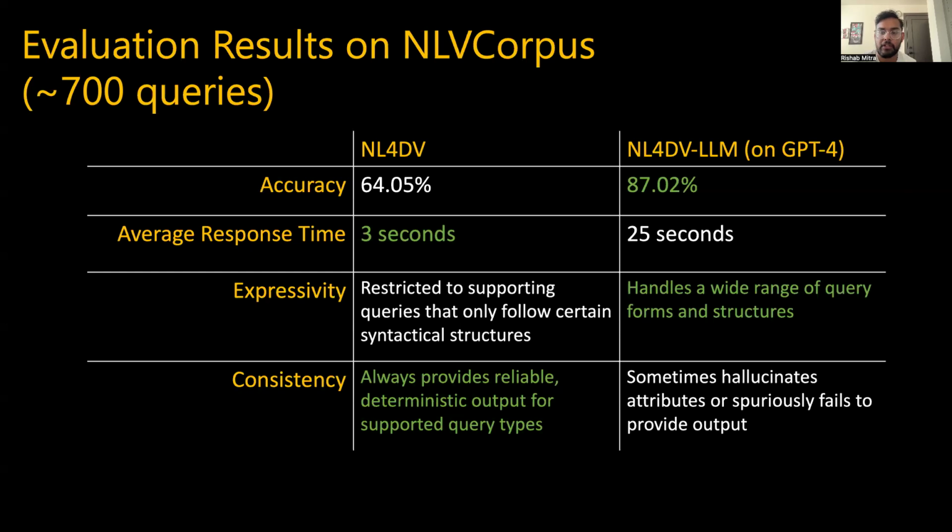In terms of qualitative metrics, we found NL4DV LLM was more expressive than NL4DV, which meant that it was able to support a wider variety of query forms and structures. However, NL4DV was more consistent in its responses compared to NL4DV LLM. NL4DV LLM would randomly fail to produce visualizations for the most basic queries, like correlate budget and gross. And sometimes it would also hallucinate attributes that weren't a part of the dataset as well. Thus, both systems seem to have their strengths and trade-offs.